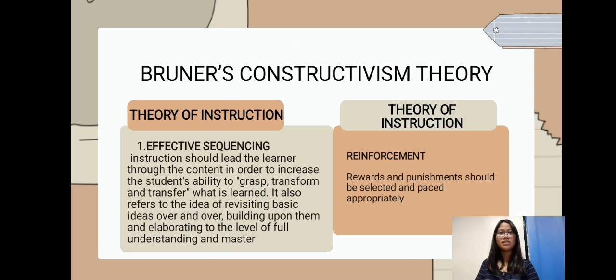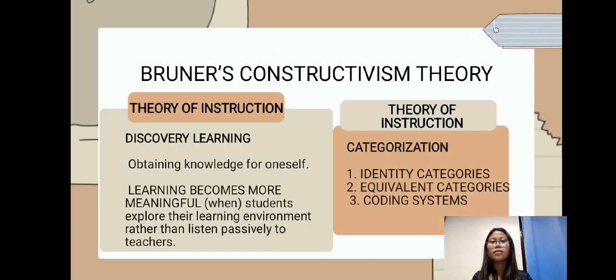Reinforcement. It means rewards and punishments should be selected and placed appropriately. This principle highlights the importance of carefully choosing and scheduling rewards and punishments to optimize their impact on learning. The key is appropriateness, matching the reinforcement strategy to the learner and the learning situation to promote effective learning and motivation. Like the appropriate timing, reinforcement should be given promptly after a behavior to be most effective. The type of reinforcement, whether a reward or a punishment, should be relevant to the learners and the situation.